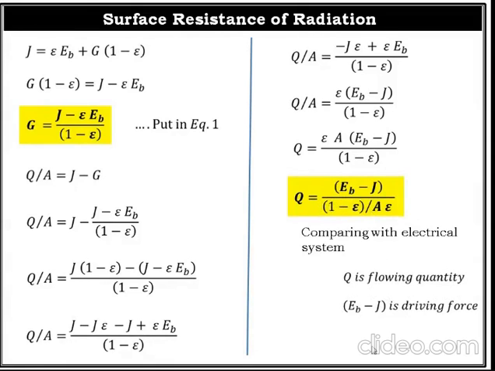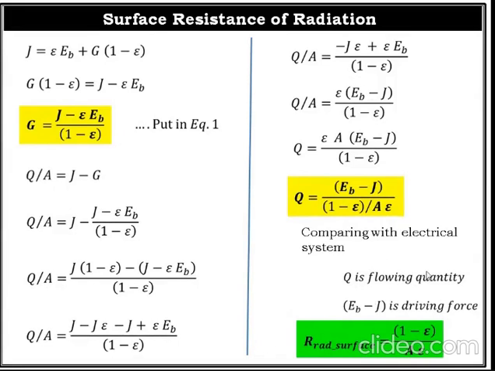So the denominator corresponds to resistance, and this resistance is called radiation surface resistance. So radiation has a surface resistance, and that surface resistance has the formula 1 minus emissivity divided by area into emissivity. This is the radiation surface resistance. So whatever surface you have, you have to note down its area and its emissivity, and by using this formula we can find out the surface resistance for radiation heat transfer.